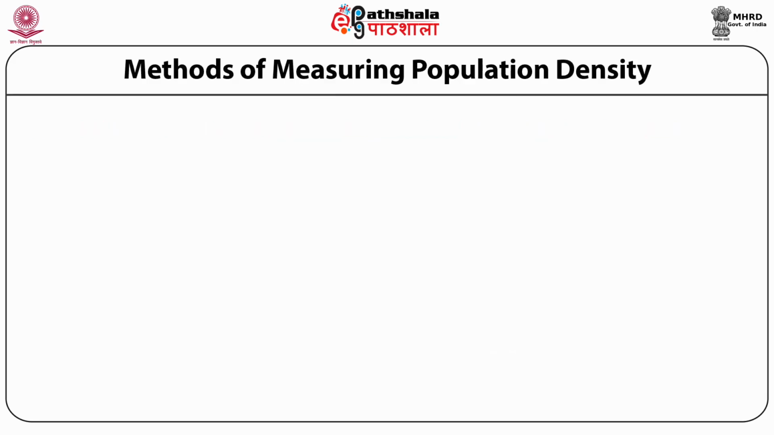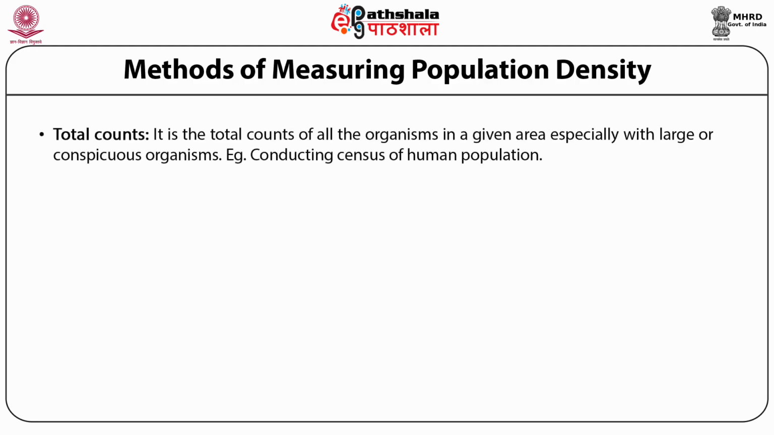Methods of measuring population density. Population density of organisms can be measured by the following methods. The first method is total counts. It is the total count of all the organisms in a given area, especially with large or conspicuous organisms which we can easily observe. For example, conducting a census of human population, or whales in an area of sea, etc.